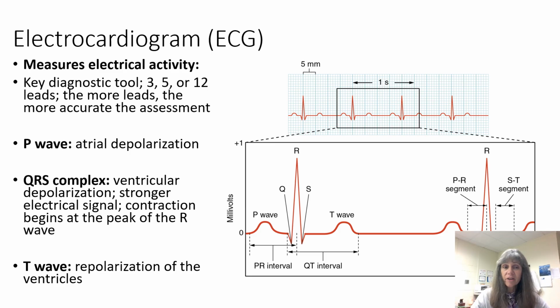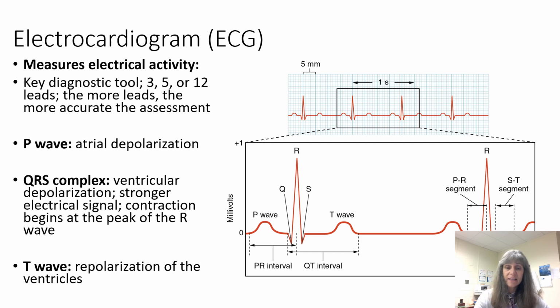The electrocardiogram utilizes special recording electrodes known as leads, and according to the information that a person wants to get, either 3, 5, or 12 leads can be used. Obviously, the greater the number of leads, the more accurate the assessment that can be retrieved from the machine.